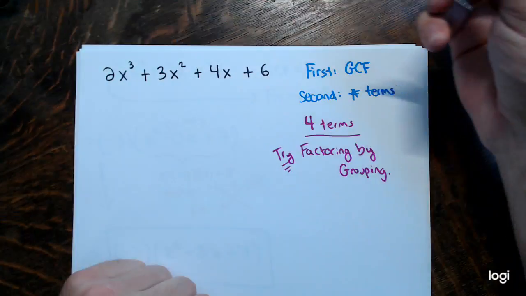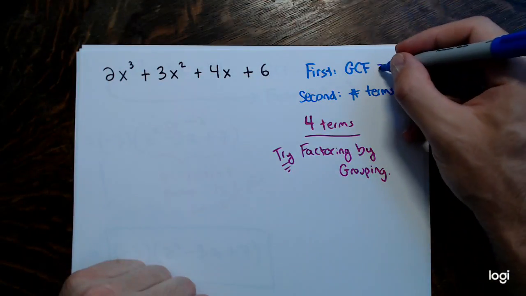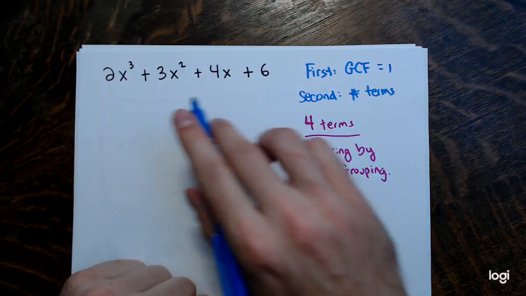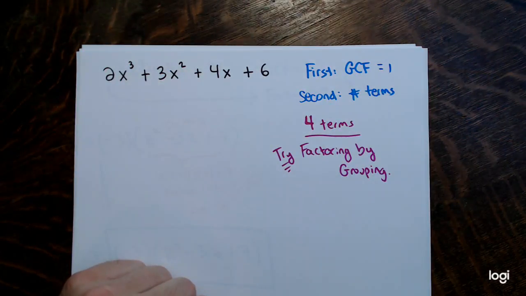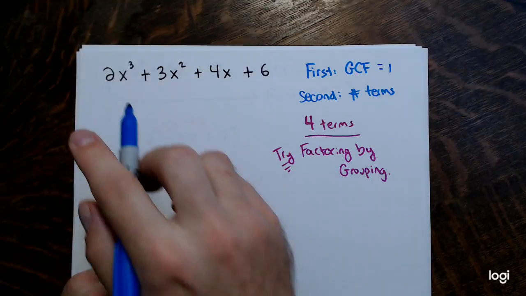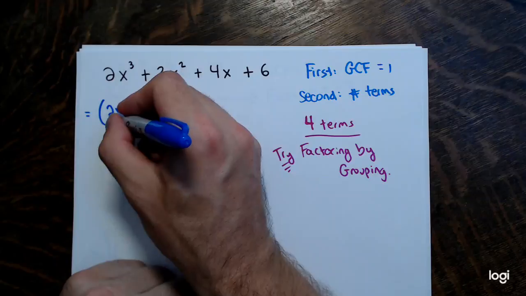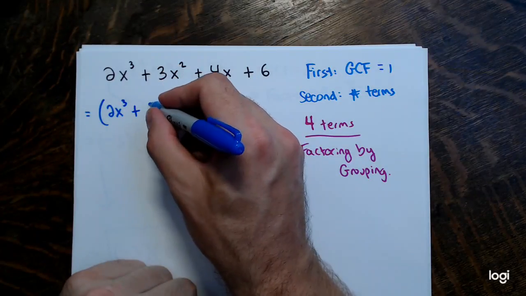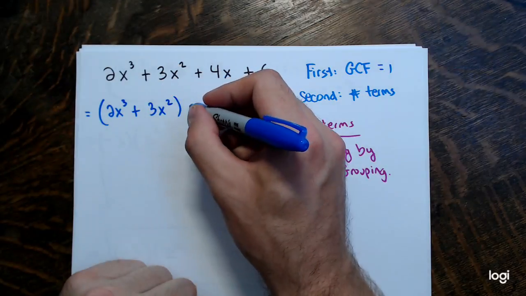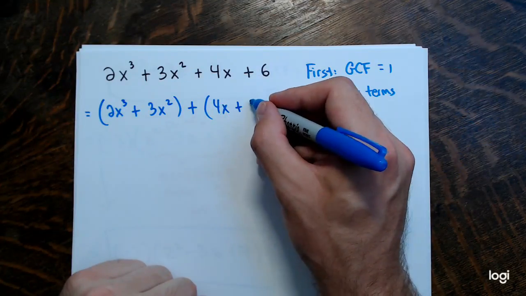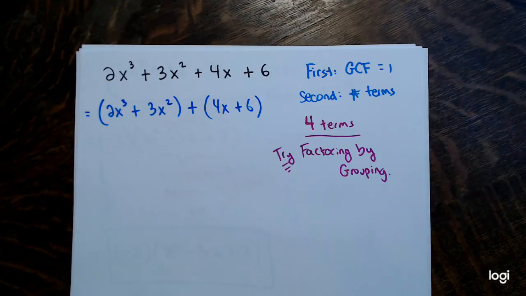Okay, so here I have 2x cubed plus 3x squared plus 4x plus 6. The greatest common factor of all these terms, look at all 4 of them, is 1. That's the only thing that goes into all of them evenly. So I don't pull anything out. So here comes the grouping part. First 2 terms in a group. Big plus sign, and then second 2 terms, positive 4x, positive 6, in another group.